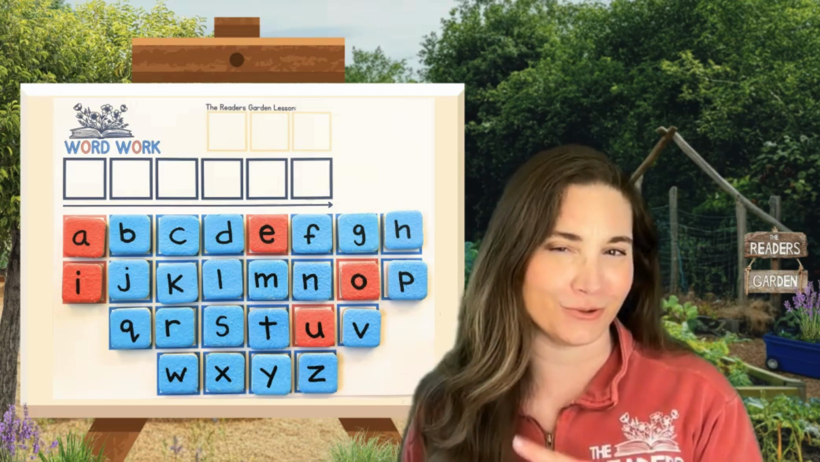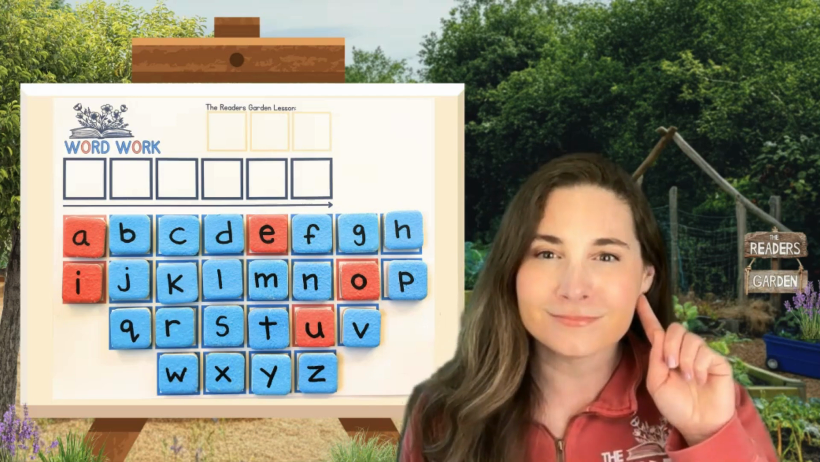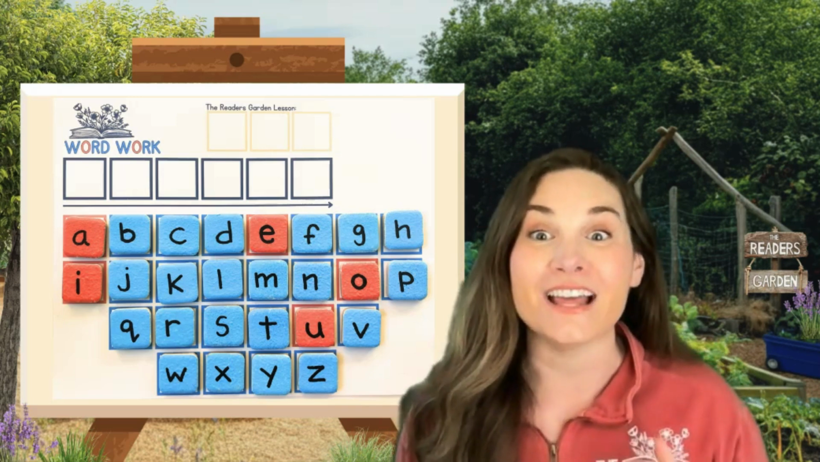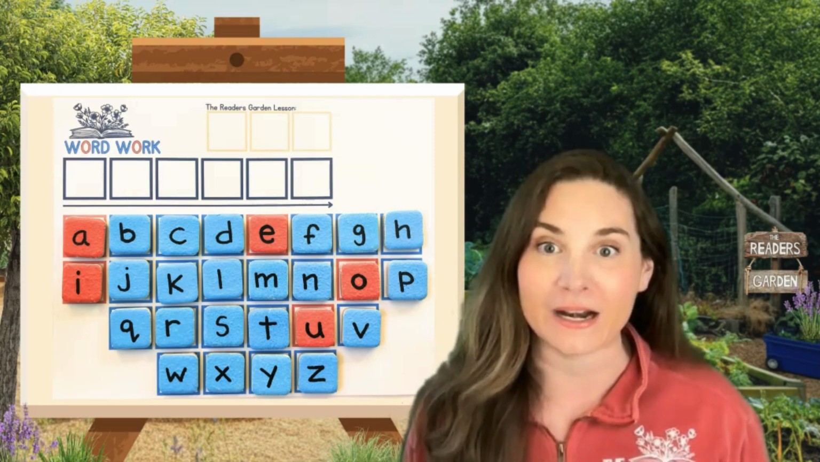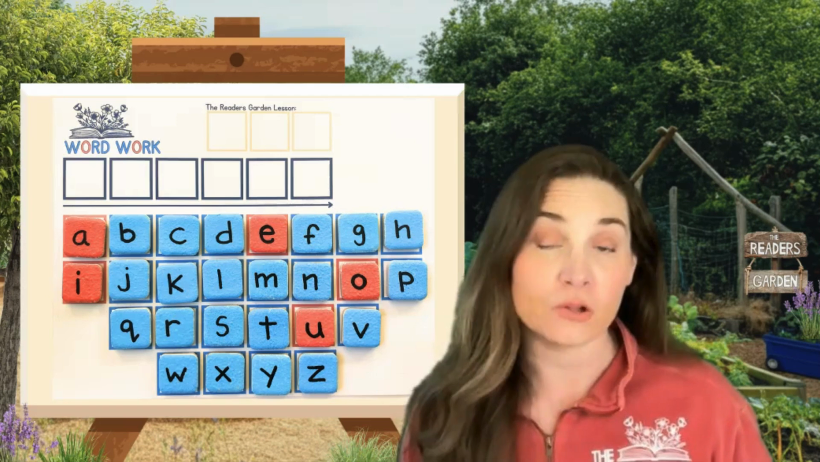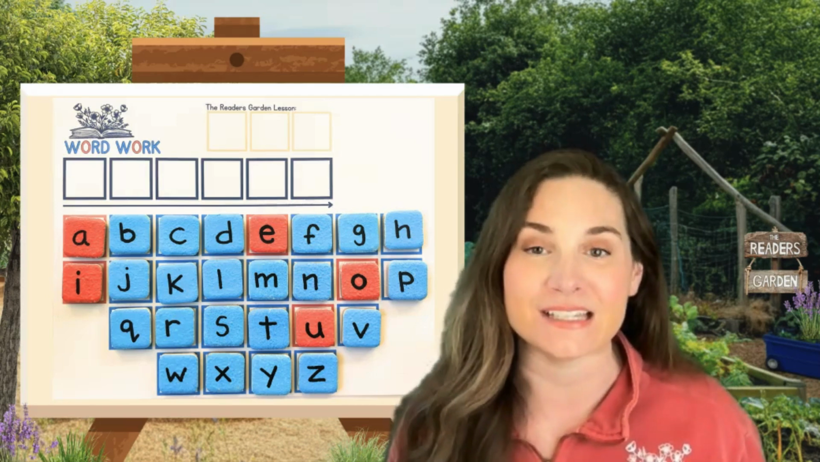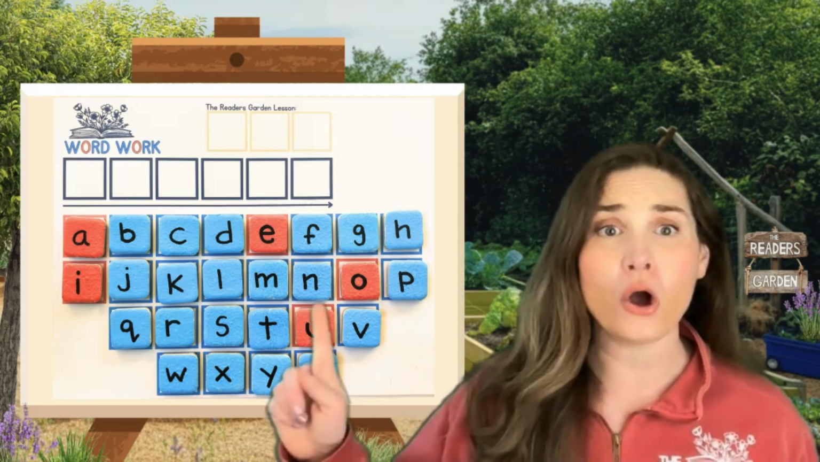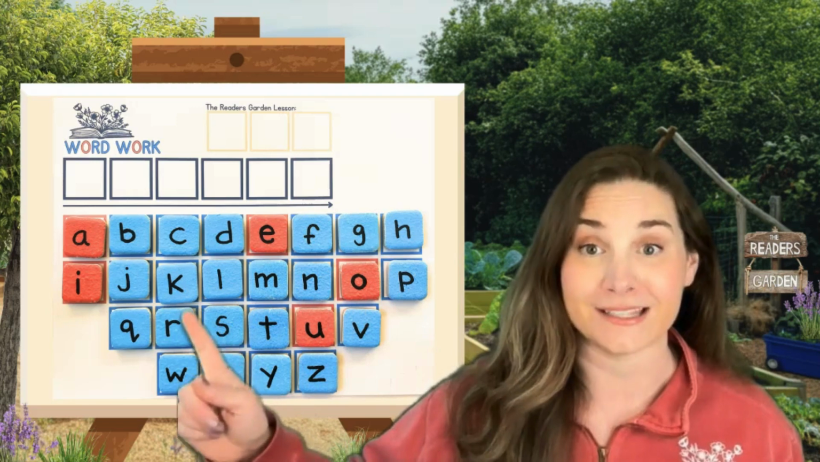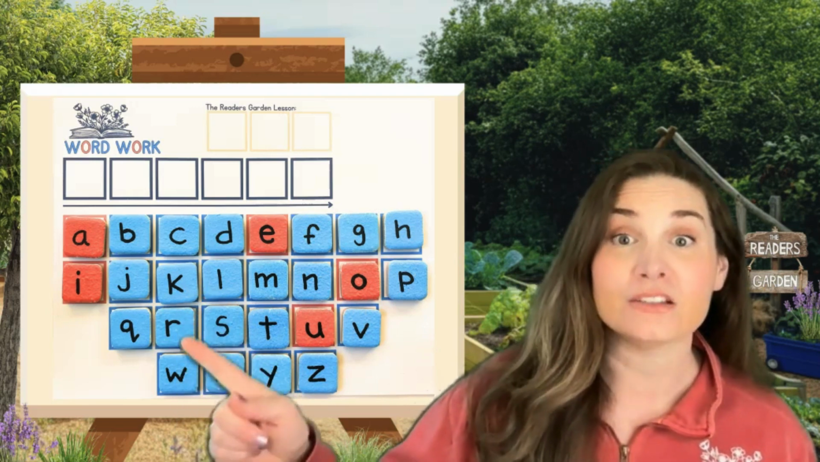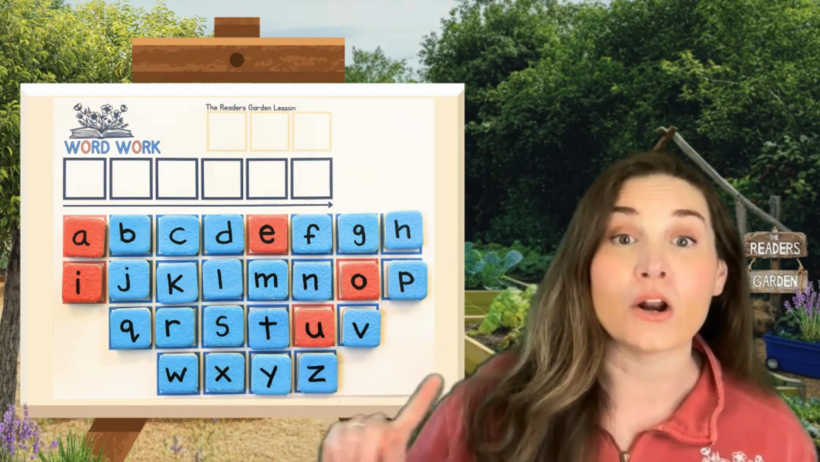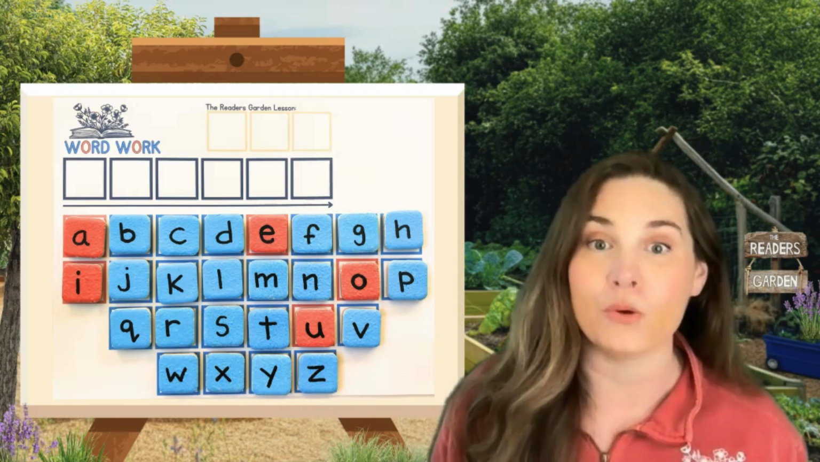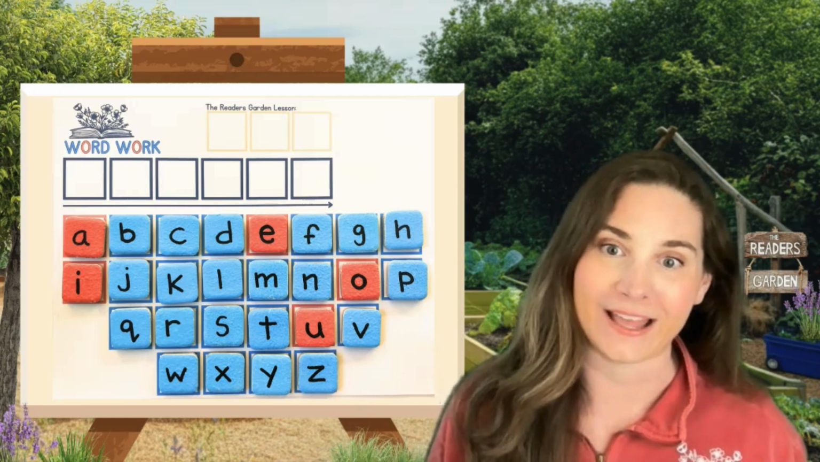Okay, what else do you notice about this board? The letters are in alphabetical order. Alphabetical order is the same thing as ABC order. That means they go in order of the alphabet. If you look all the way over, you see it goes lowercase a, lowercase b, lowercase c, and so on, all the way ending with lowercase x, y, and z.